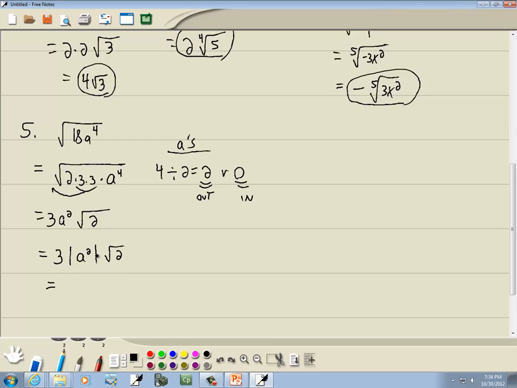Now, in this particular case, the a squared, well, when you square something, it's always positive, isn't it? Negative 2 squared is positive 4. 2 squared is positive 4. So those absolute value bars aren't necessary here. So we've got 3a squared times the square root of 2. But again, anytime your index is even and you're bringing out a variable, you have to think of the absolute value bars.